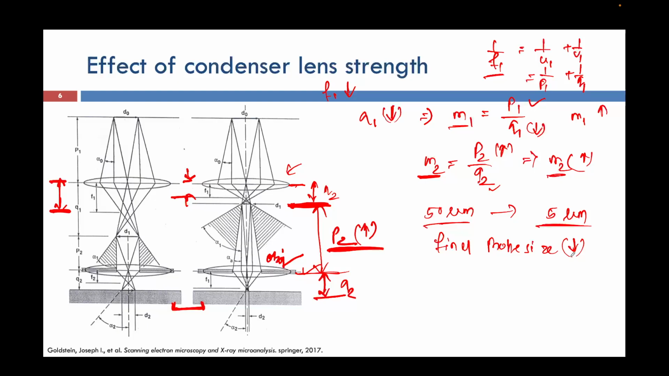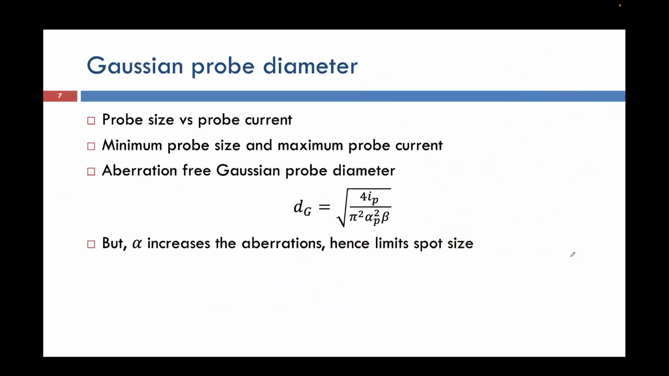So these are the three effects that we have to see. What is the optimum convergence angle? What is the effect of condenser lens strength on your probe size and probe diameter? What is the effect of working distance on the probe size and probe diameter, right?